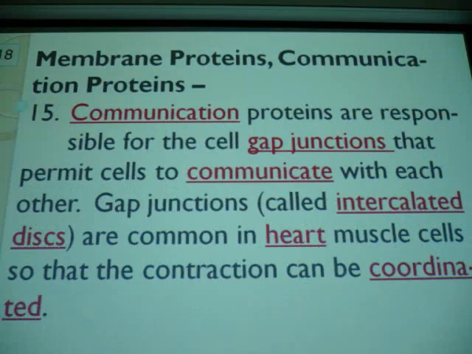Some proteins are not adhesion. Some proteins are communication proteins. They're designed to talk and also stick cells together. And we'll show the picture in this about last one because time's about up already.